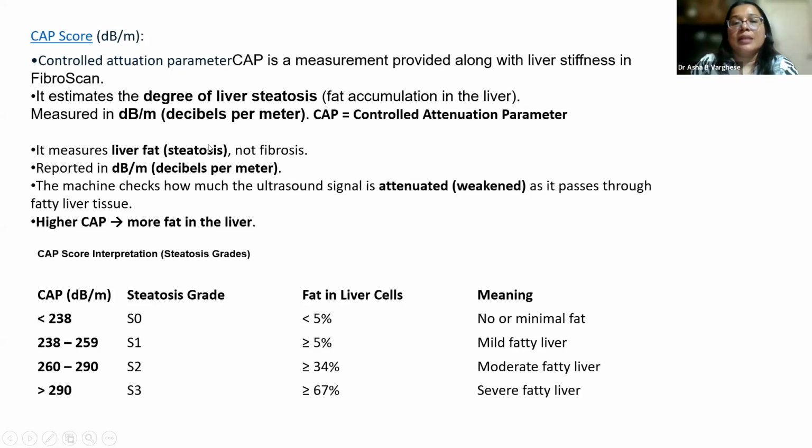Decibels per meter is how it is measured. Controlled attenuation parameter, CAP, is a measurement provided along with the liver stiffness in FibroScan. Whenever you get a FibroScan, as I said, I'll show you an example later. You get both scores, the CAP score and the stiffness score. It estimates the degree of liver steatosis, or fat accumulation in the liver. It is measured in decibels per meter.